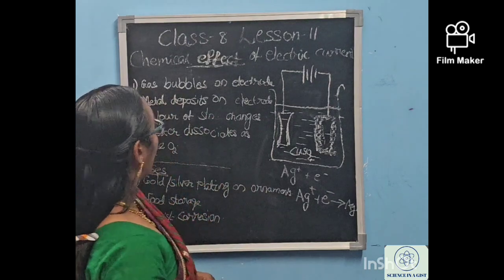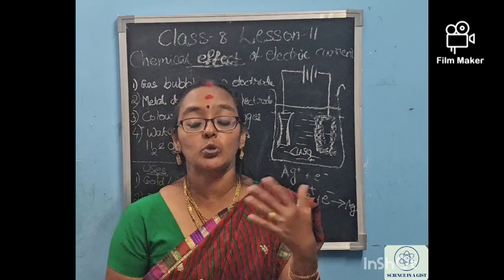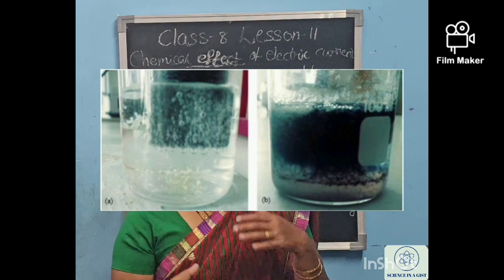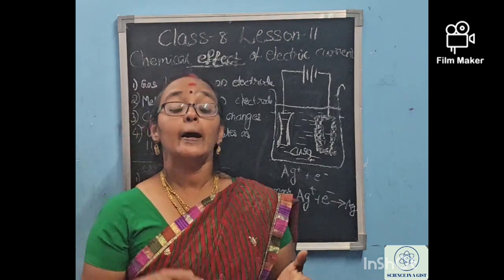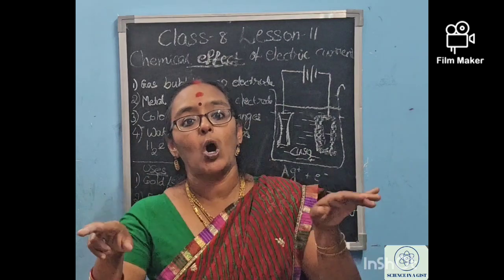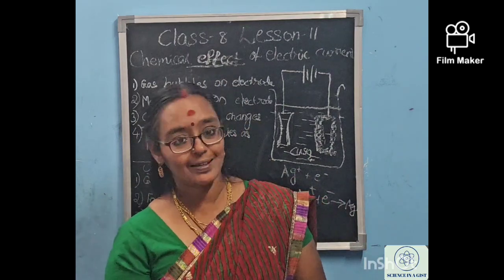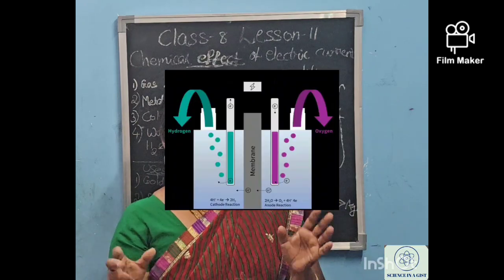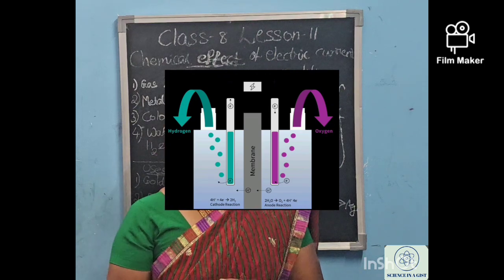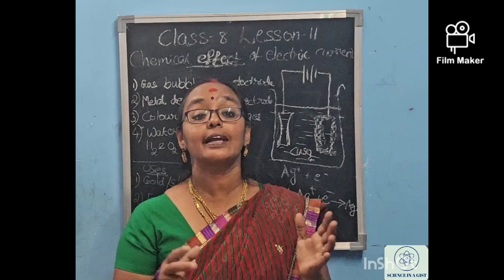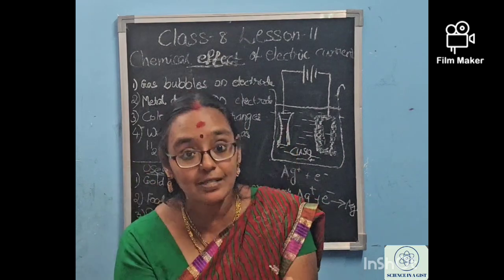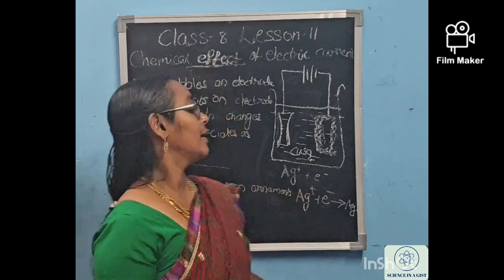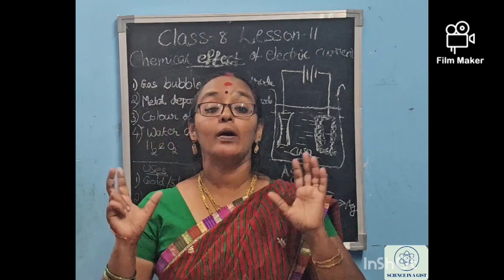So these metal deposits can be seen on the electrode. And the third one, sometimes the color of the solution will be changed. This electrolyte solution's color will be changed after electrolysis. And the fourth one is in water, the splitting of hydrogen and oxygen can be seen, isn't it? Electrolysis of water helps for the splitting of water into hydrogen gas as well as oxygen gas. So these are the chemical effects which are visible when electricity is passed through conducting liquids. Okay. Now we have concluded.